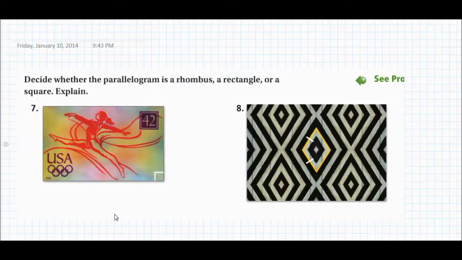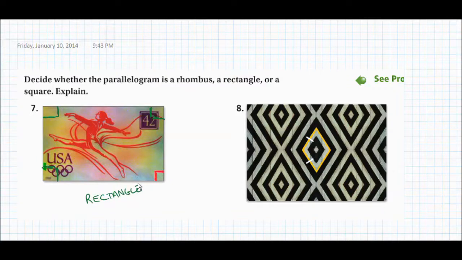6.4 homework. Number 7, decide whether the parallelogram is a rhombus, a rectangle, or a square. Well, looking at number 7, the only thing we see distinctively is we have right angles. So we know if a parallelogram has one right angle, then all the angles are right angles. So that makes this either a square or a rectangle. Since we cannot figure out the sides, if they are congruent or not, the best we can conclude is it is a rectangle.